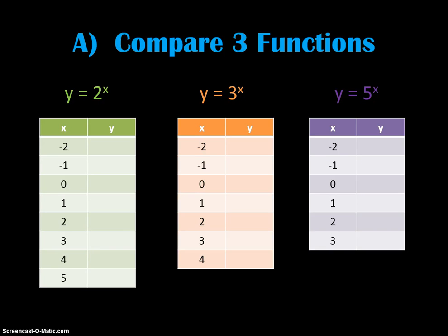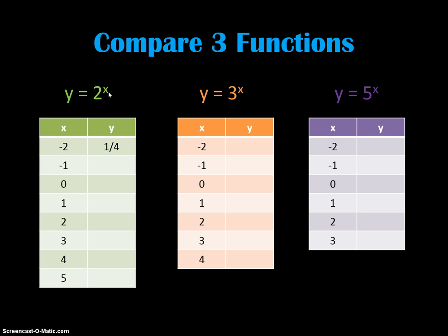And in order to compare them fairly, we want to make sure that each table of values has the same x values. To find the y values, you're just going to take your x and substitute it into the exponent. So 2 to the power of negative 2 is actually very similar to 2 to the power of positive 2, which is 4. The only thing is that negative is going to cause the 4 to flip upside down. So instead of 4 over 1, you're going to get the reciprocal, which is 1 over 4.